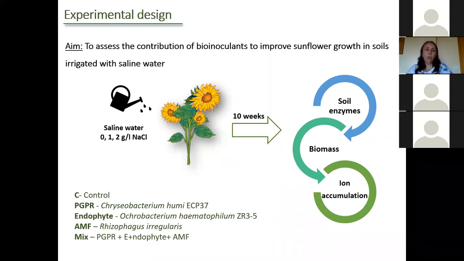And 3 days after sowing, we inoculated our strains. So we have a control, of course, a control treatment, also a treatment with PGPR, another one with the endophytes, another one with an AMF, and then a mixture of all of these microorganisms. And after 10 weeks, we determined some parameters, including soil enzymes, biomass, and ion accumulation in plant tissues.